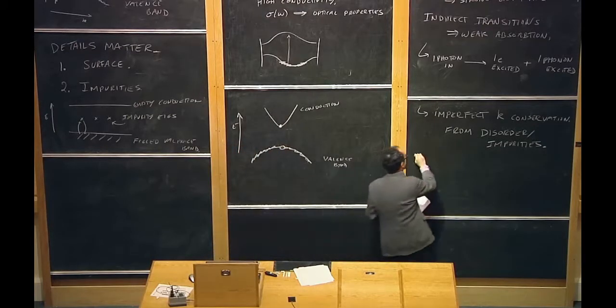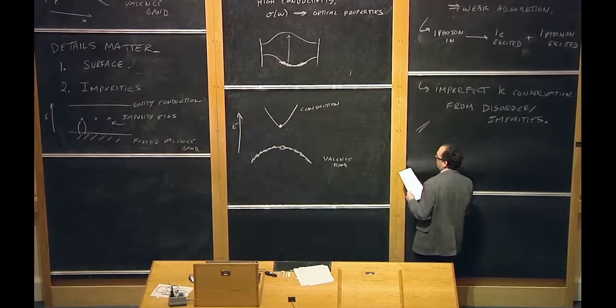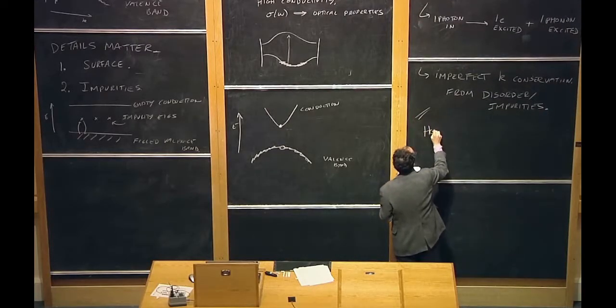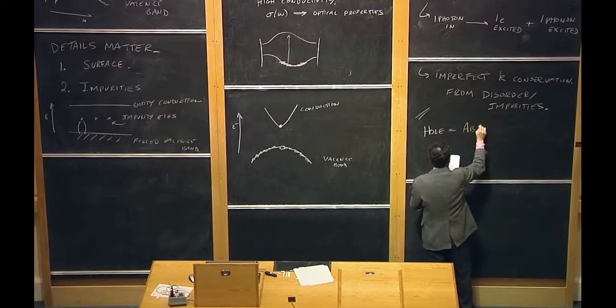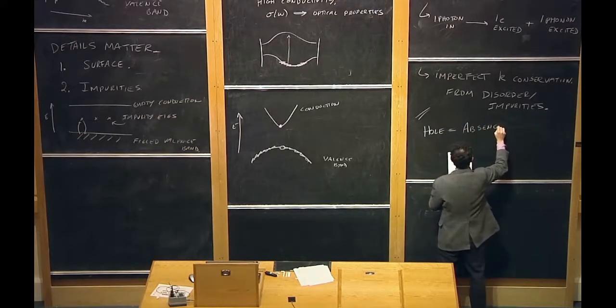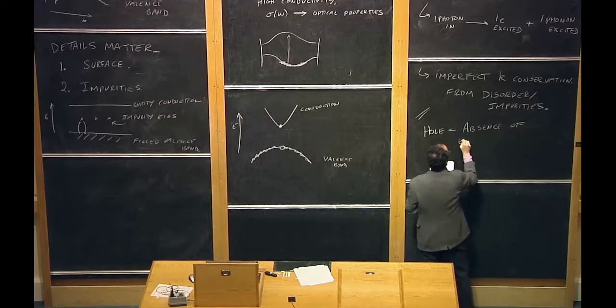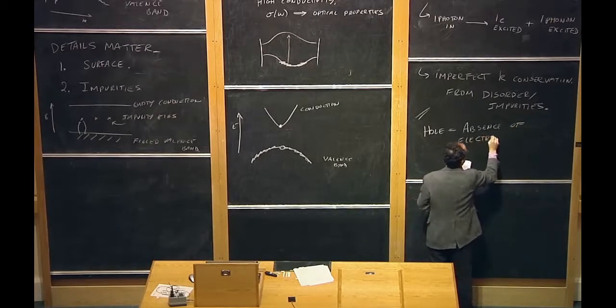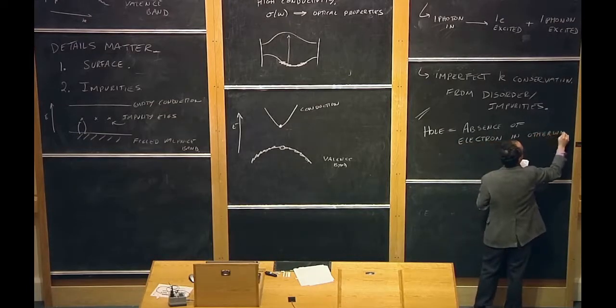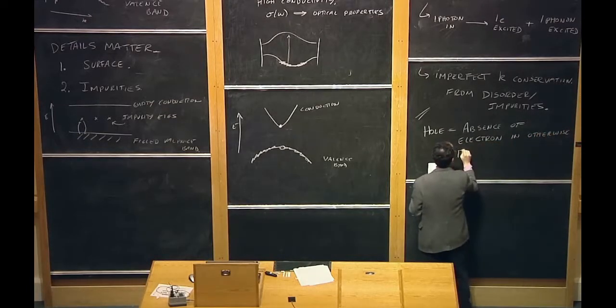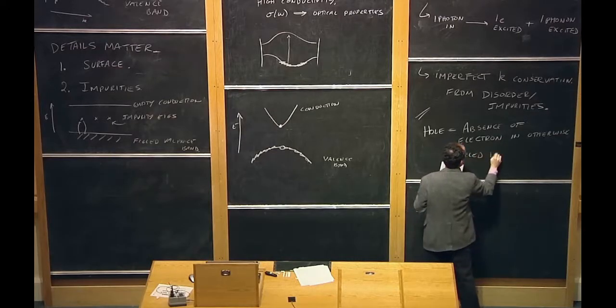And that is an important thing to have a name for, which is known as a hole, also the name of a good rock band. Absence of electron in otherwise filled valence band.